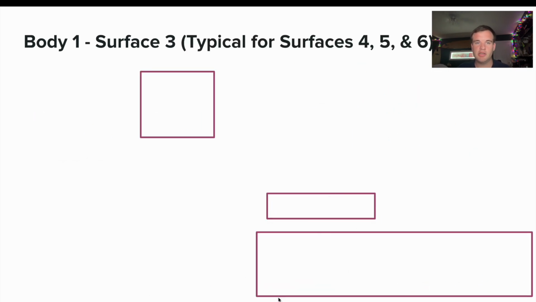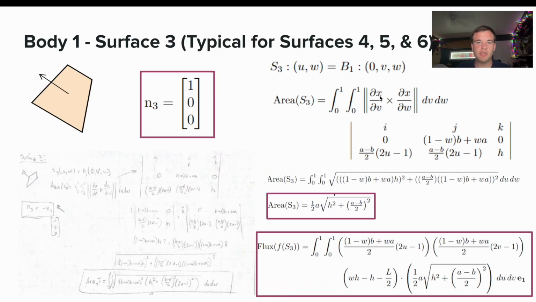Same with the flux. This one's a little more complicated, and I just treat it as typical for 4, 5, and 6. I don't show the work, but it's essentially the same. And this one's a much more complicated flux integral just because of the nature of it being like a slanted edge versus just those flat planes we saw before.